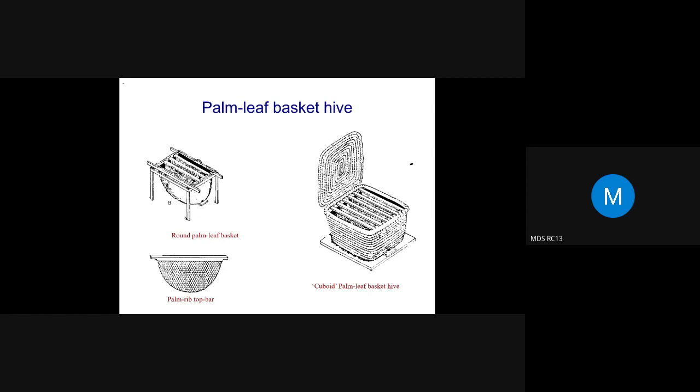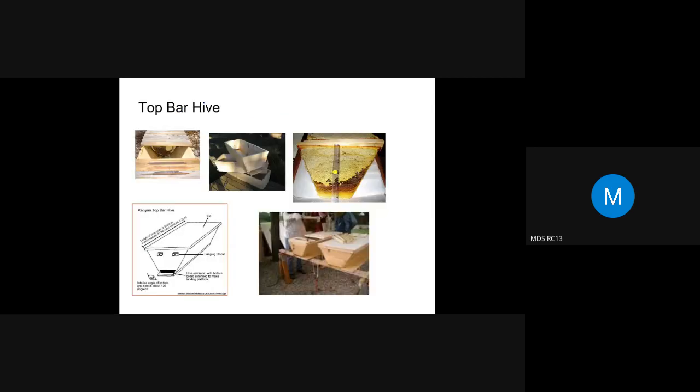This is called a palm leaf basket hive. Different types of hives were evolved and standardized from time to time. This is called a top bar hive. These different types of hives are even today stored and maintained in the beekeeping apiculture department at the University of Agricultural Sciences, Bangalore, in Karnataka.